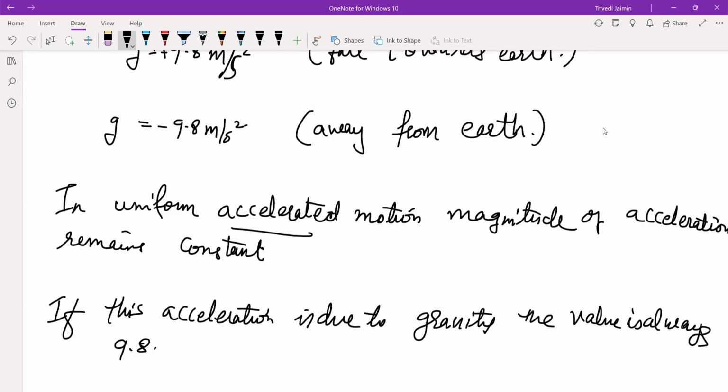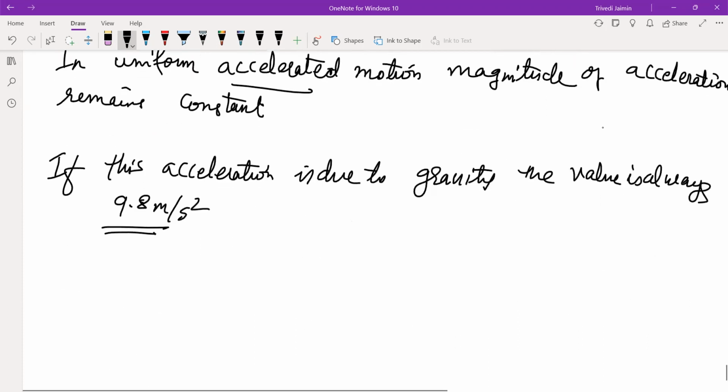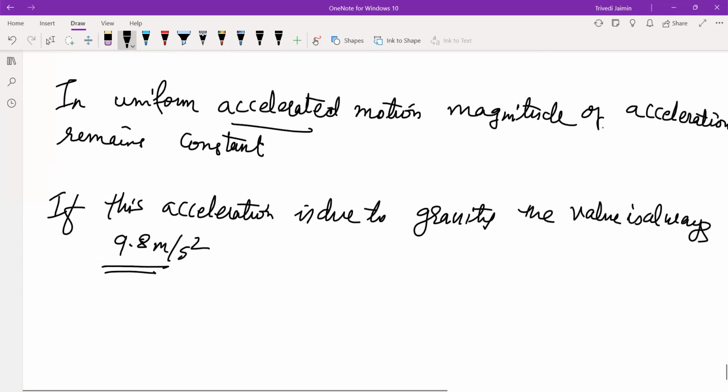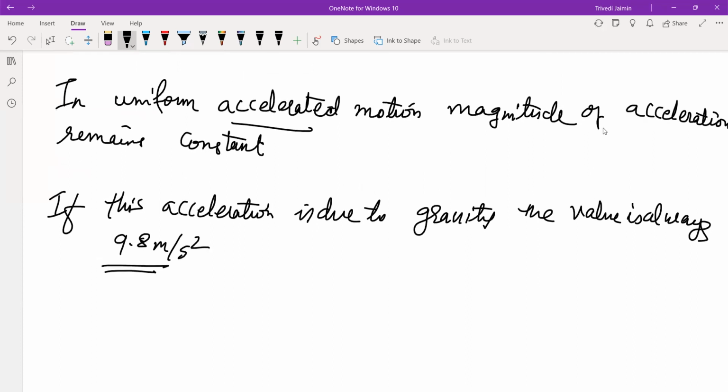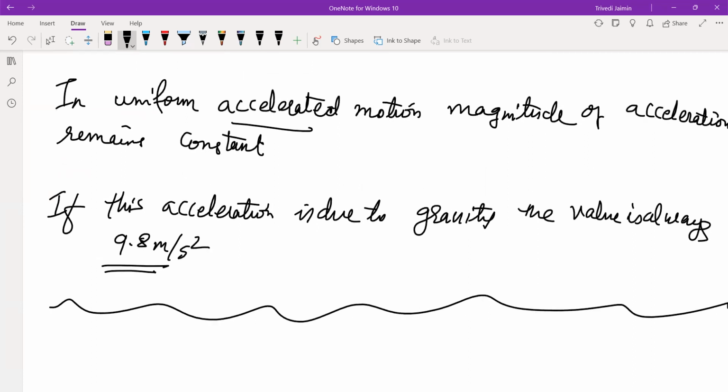Always. Shall we go further? Any doubt till now? We are going into the last part of the chapter, that is equation of motion.